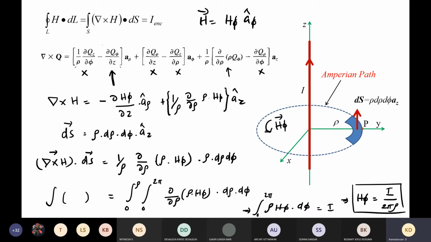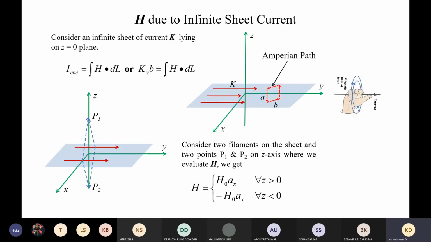Let us do the same thing for an infinite sheet. Let's say the sheet is available along the x and y axis, and we are supposed to calculate the magnetic field at any particular point. Always remember it is an infinite sheet, so the origin is everywhere, in other words. I can take any arbitrary point. First I am choosing the origin point where 0, 0, 0 is defined.